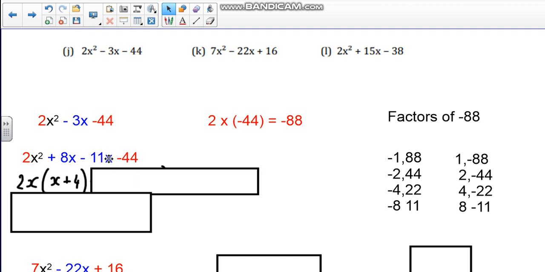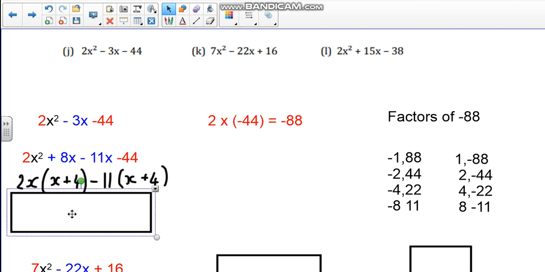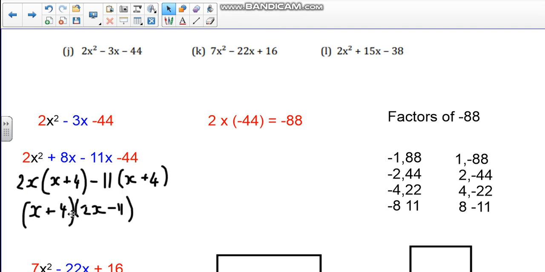The second two, I can see there's a common factor of 11, but they're also both negative, so it'd be worth taking negative 11 out. If I take negative 11 out, I'm left with x plus 4 as well. So now I can see that I've got two brackets which are x plus 4, so they can go out as a common factor, which leaves me with x plus 4, 2x minus 11. It doesn't matter which order you write the brackets.